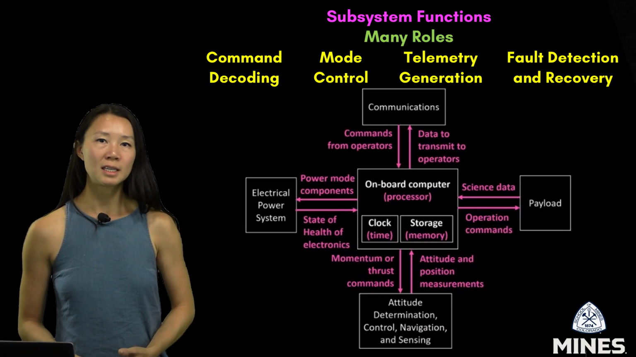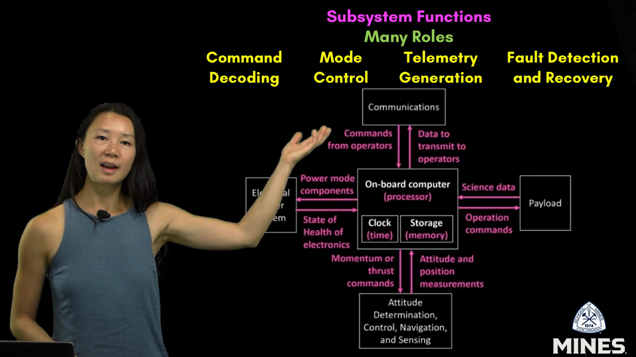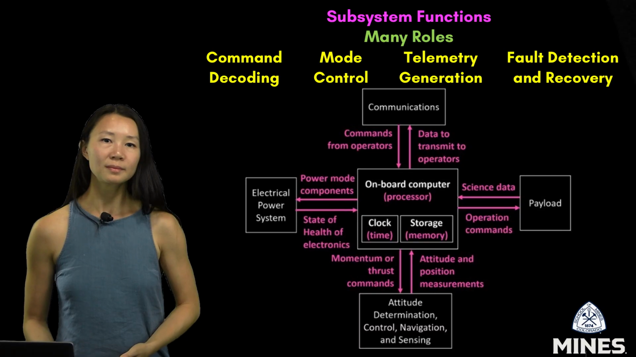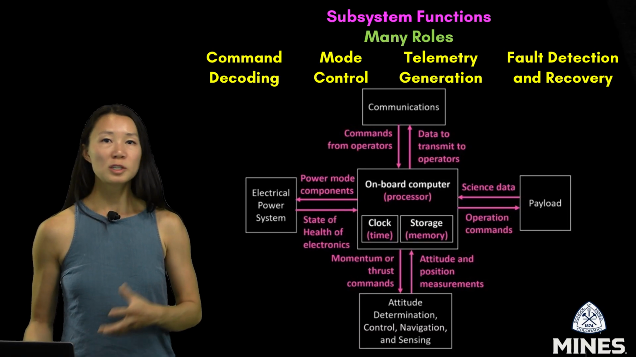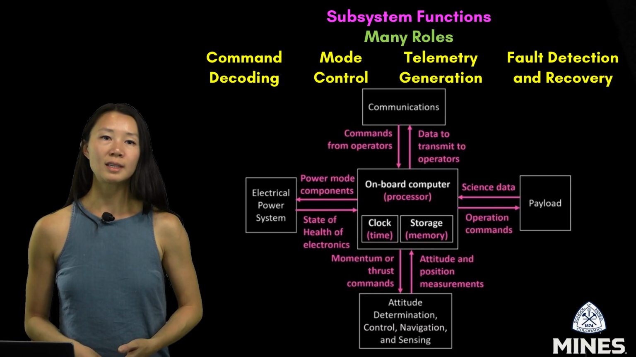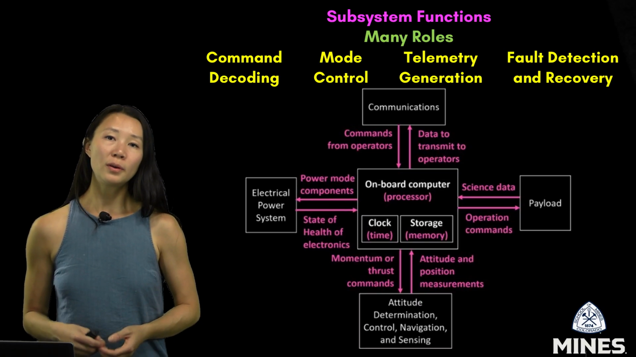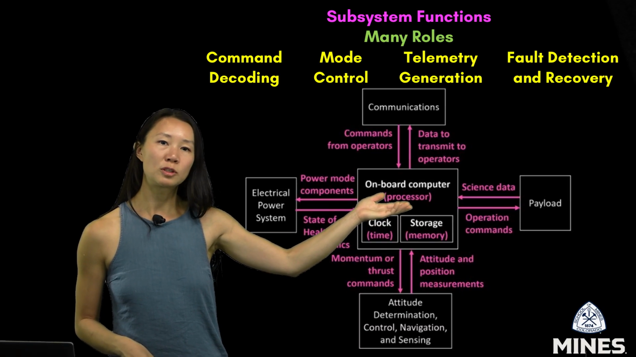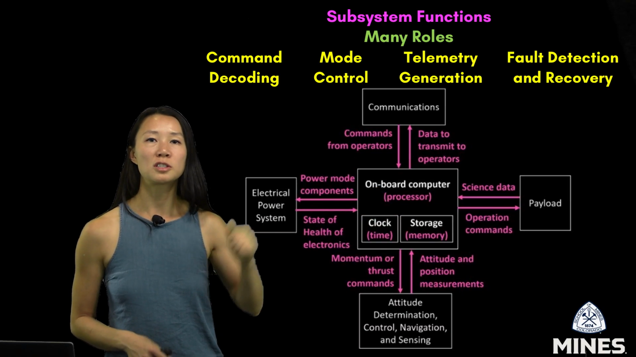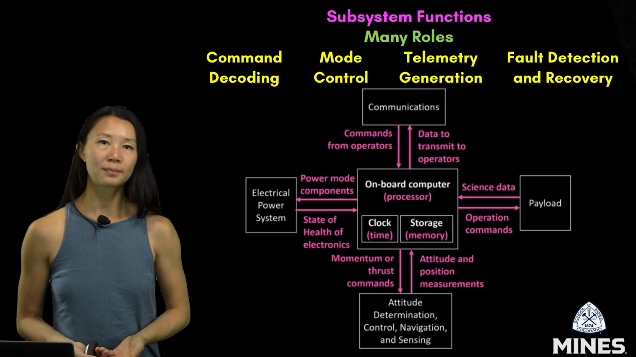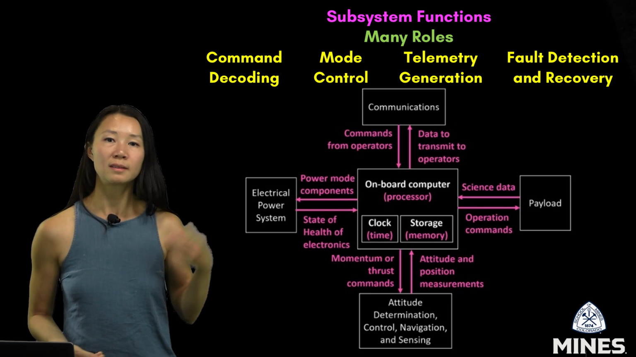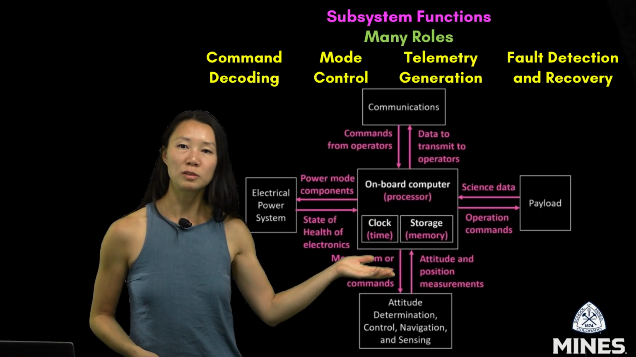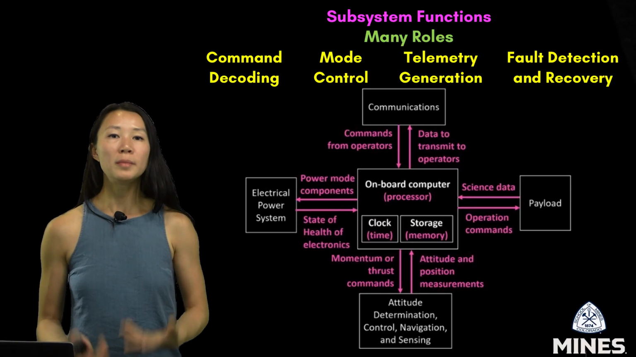But first, command decoding. At the top of the diagram, we see commands from operators entering the communications subsystem. These might be instructions like switch to science mode, point to a new target, or begin data downlink. Those commands are passed on to the onboard computer, or OBC, which acts as a central brain. The OBC decodes those instructions and routes them to the appropriate system. For example, operation commands are then sent to the payload over here, or thrust commands are sent to the attitude control subsystem.